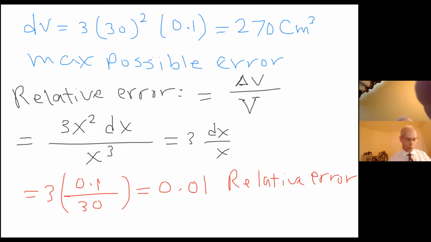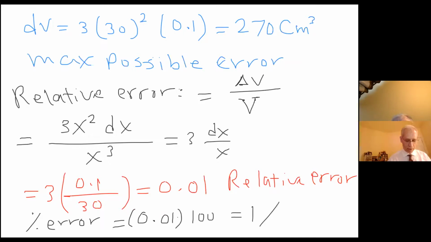Now, the author of the book is asking for percent error. So the percent error is relative error times 100. So that equals 0.01 times 100, and that equals 1%. So the percent error is 1%, which is very reasonable.